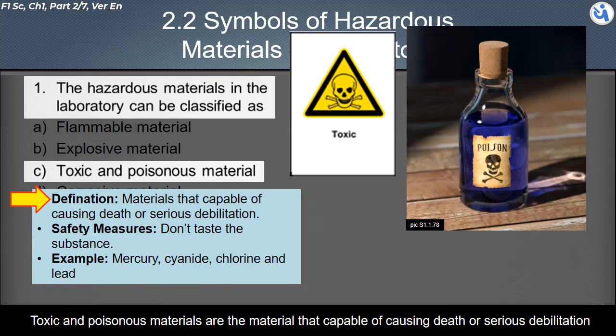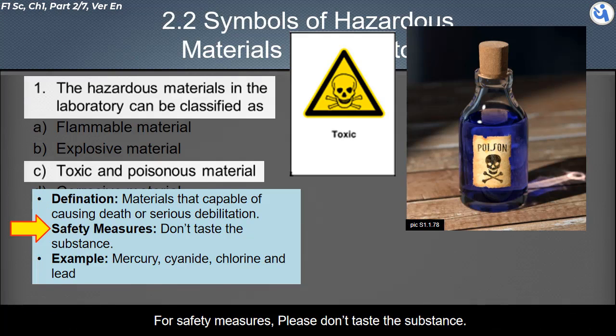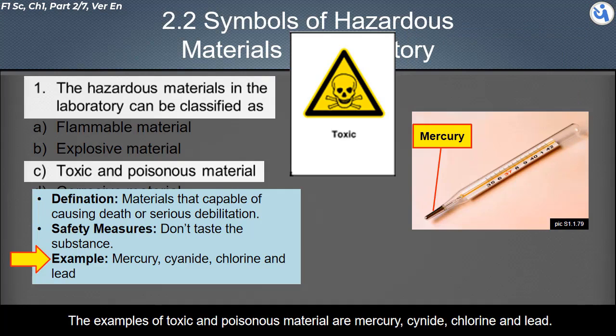Toxic and poisonous materials are materials capable of causing death or serious debilitation. For safety measures, please don't taste the substance. The examples of toxic and poisonous material are mercury, cyanide, chlorine, and lead.